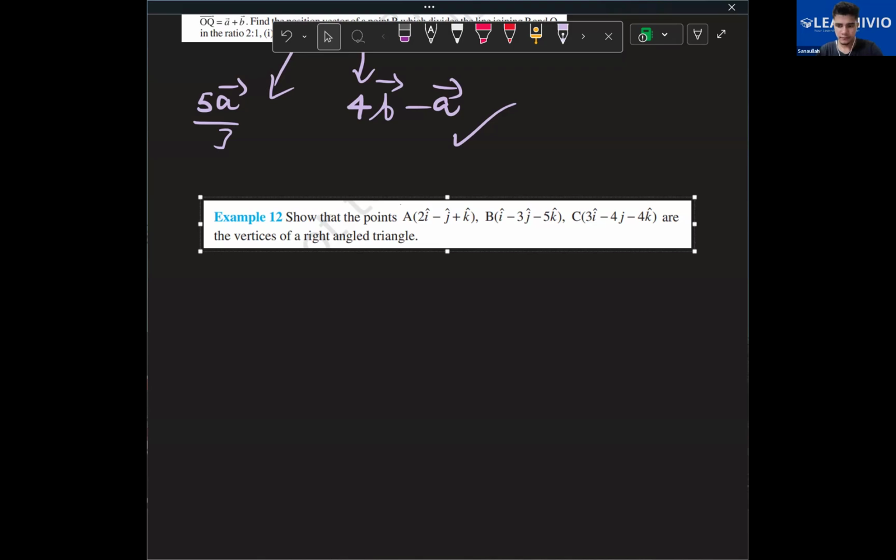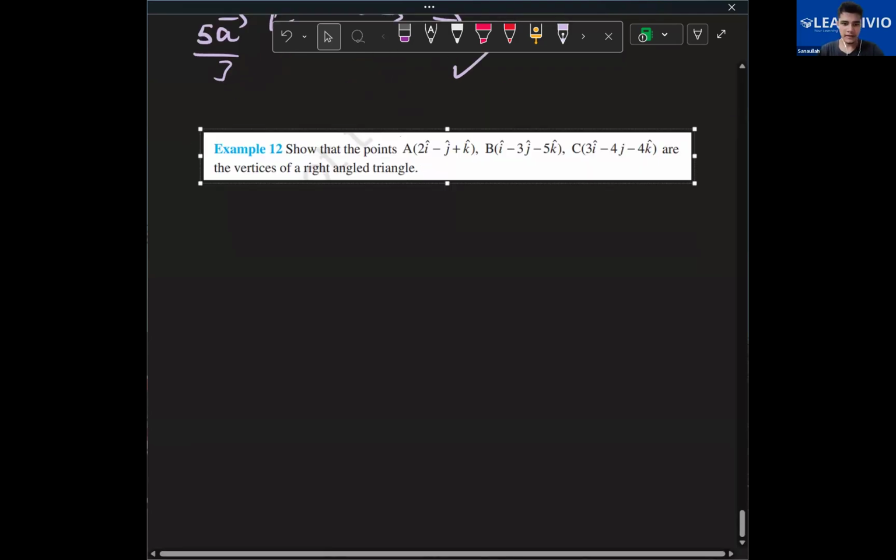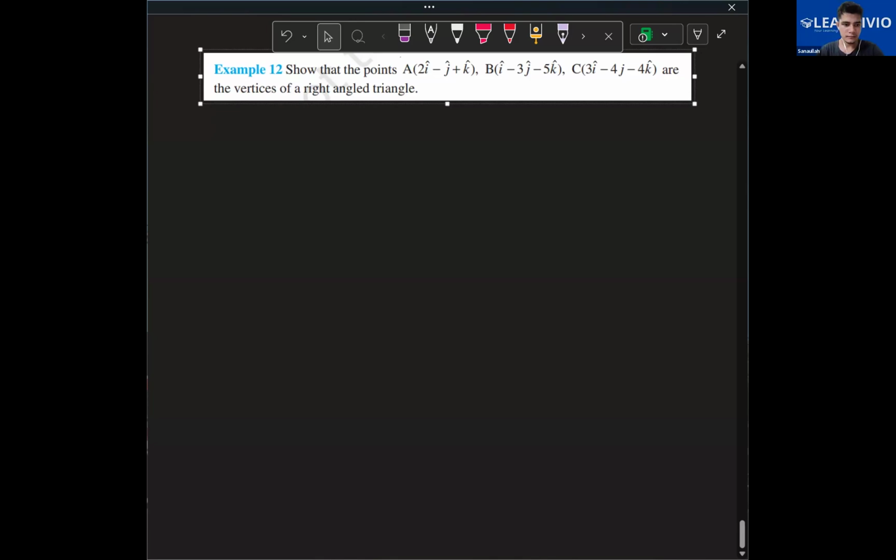Is it done? Yes, sir. How did you solve this? First, I found the AB vector, and then the BC vector, and then the CA vector, and then I found the magnitude of AB, BC, and CA, and then I used Pythagoras. All right. ठीक है, सही है method. Ali, have you done? Yes, sir. Same method. Okay, good.